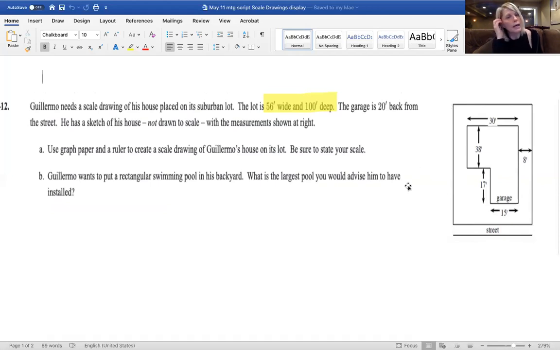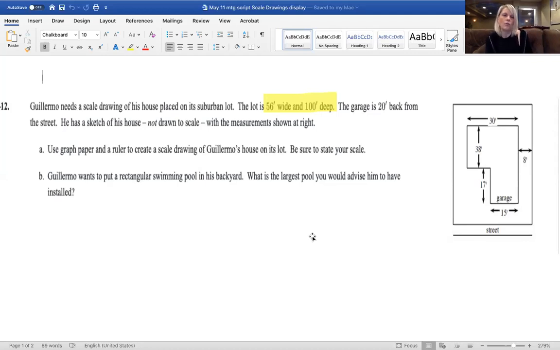Knowing that, he has a sketch of the house here. So this is the sketch. You see it's 30 feet from the two sides of his house. It's 8 feet right here from the side of his yard to the side of his house. We're assuming that it's about 8 feet here also. The garage here is 15 feet. And then 17 feet from the garage to the main house, 38 feet here. So those are the measurements they give you.